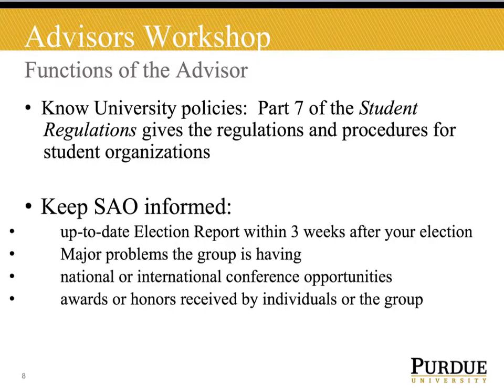Next, make sure that you keep SAO informed as a function of the advisor. We don't need to know about every little thing, but we do need to be kept up to date when elections happen. So within 3 weeks of your elections, please let us know. Also, the major problems that you may be having in your group, not the minor or even the big ones. Those are things that you can handle, but if it is a major issue, that is something that we probably should be alerted about.